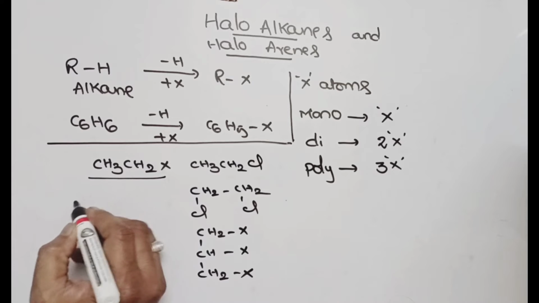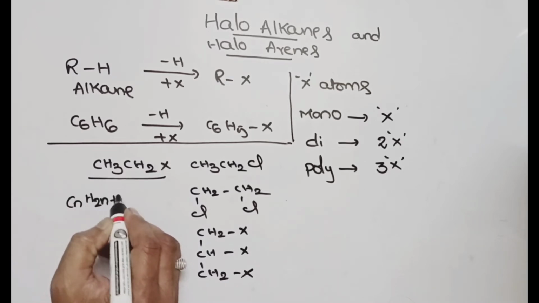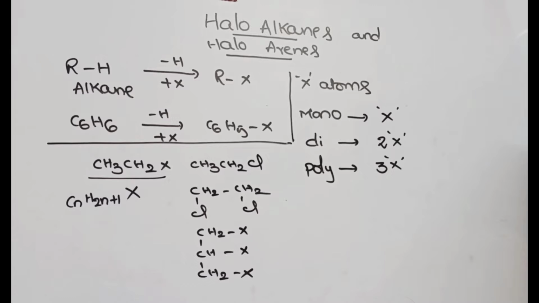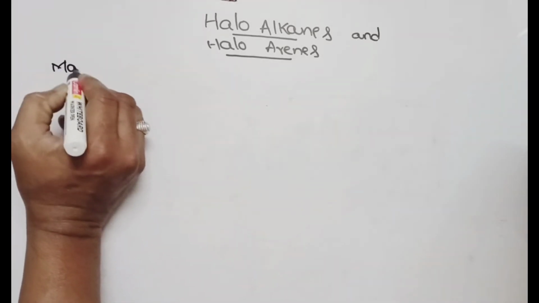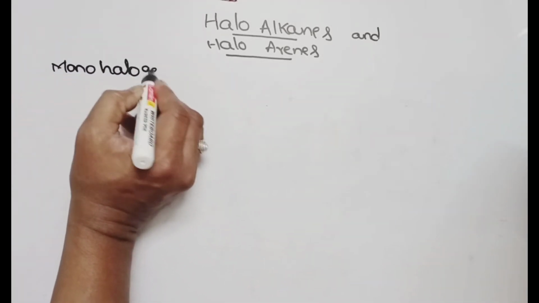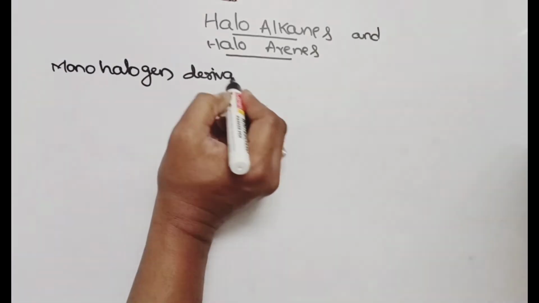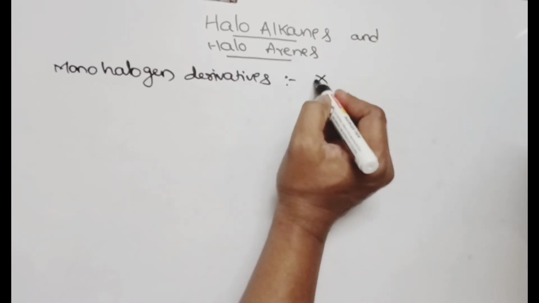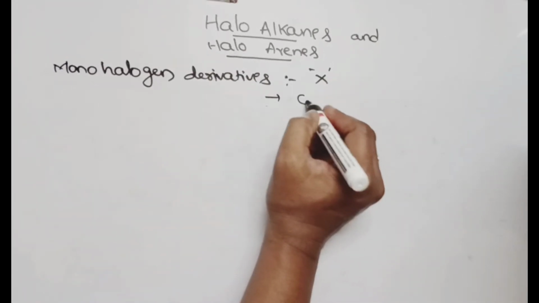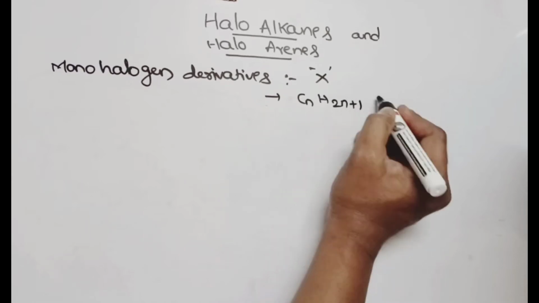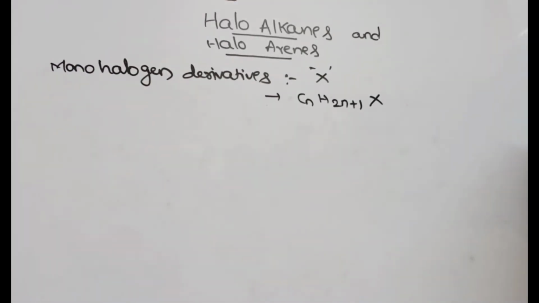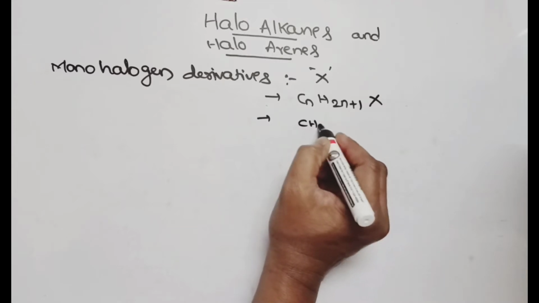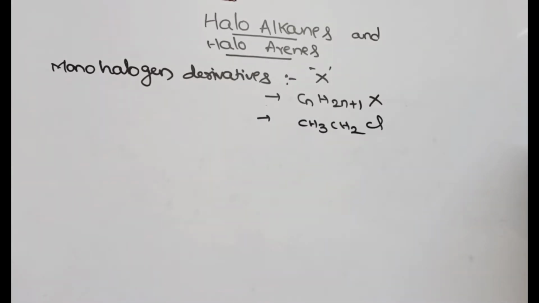The general formula of monohalogen derivatives is CnH2n+1X. Monohalogen derivatives consist of only one halogen atom. X is a halogen like fluorine, chlorine, bromine, and iodine. General example is CH3CH2Cl, which is known as ethyl chloride, a monohalogen derivative.